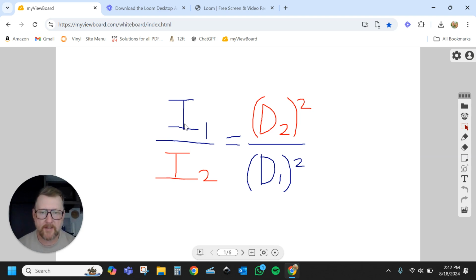I also want to point out that intensity 1 and distance 1 go together. Intensity 2 and distance 2 go together. You'll notice that they're flip-flopped. Intensity 1 is on top, intensity 2 is on the bottom, distance 2 is on the top, distance 1 is on the bottom. All you gotta do is remember this. Take a picture with your mind. Now we're gonna go over it a bunch.